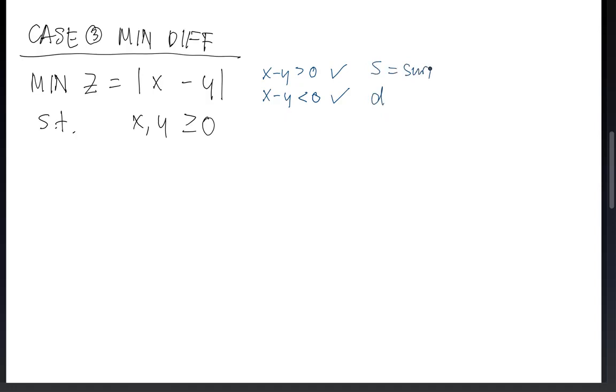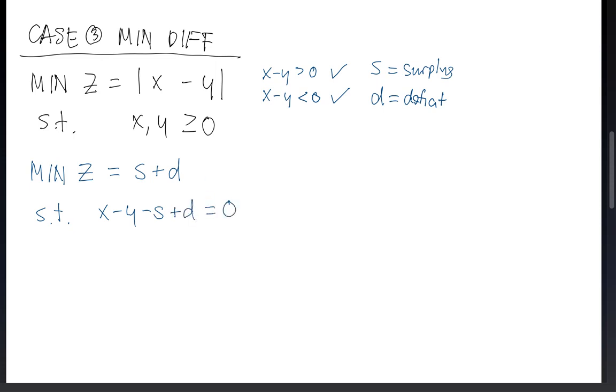S is defined as the surplus and D is defined as the deficit. And these will be our new objective function variables. So instead of the absolute value of x minus y, we have a placeholder s plus d. And what does this even mean? We will find out soon. We also have this strange constraint over here. x minus y minus s plus d is equal to 0.